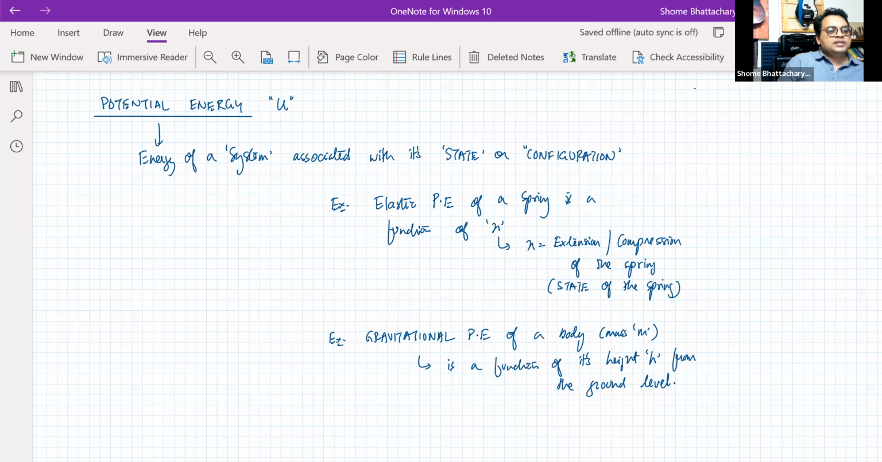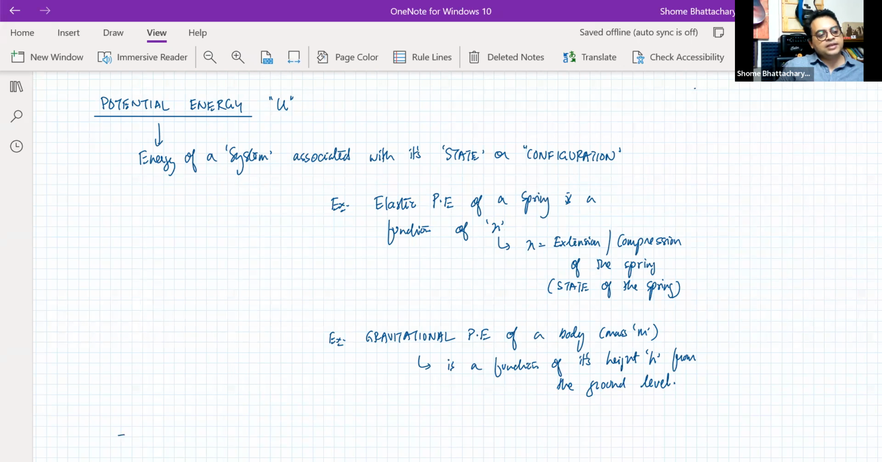So that is what we mean by saying that it is the energy of a system associated with its state or configuration. We'll come to a mathematical formula and a mathematical definition also, but qualitatively, what is the definition? If any system has some energy associated with its state, then it has something called potential energy.